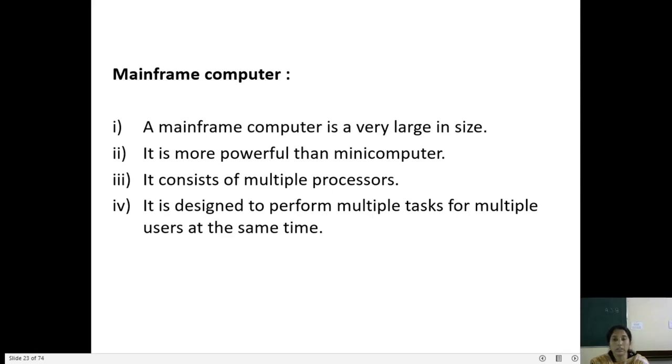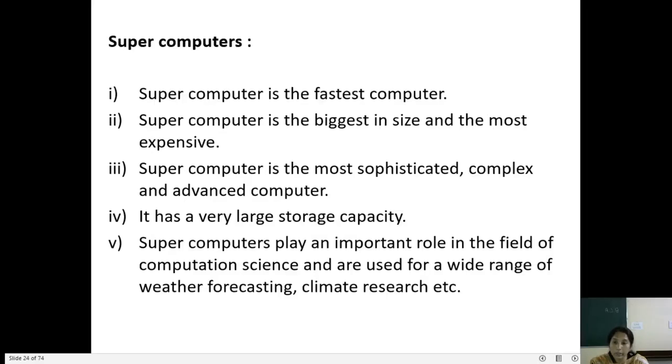A processor is nothing but the brain of the computer. Here, you can observe the mainframe, which works on multiple processors and is designed to perform multiple tasks for multiple users at the same time.